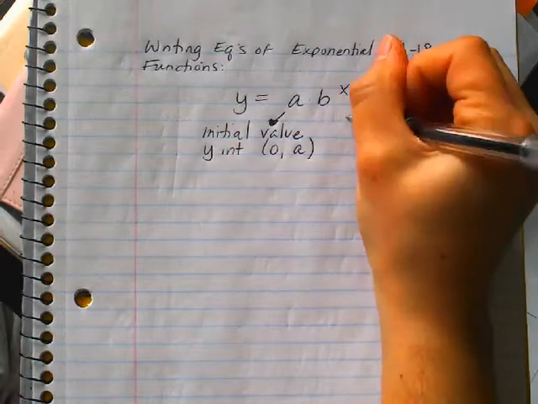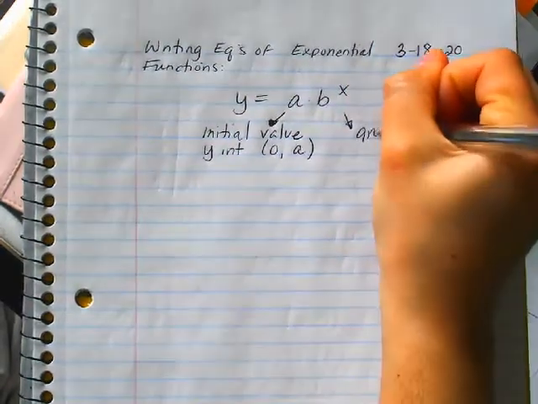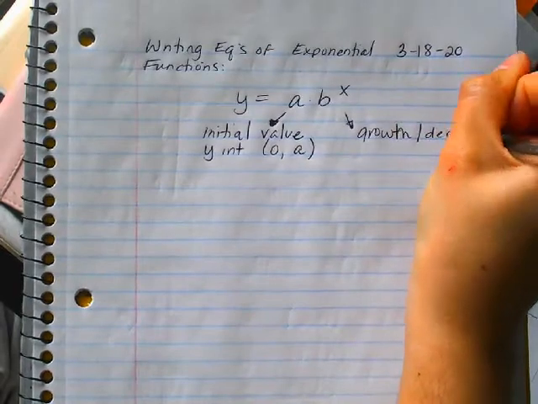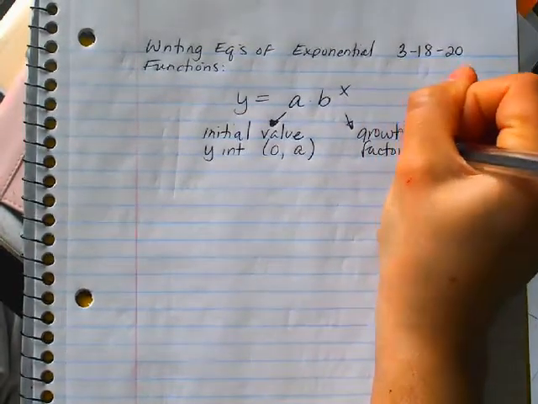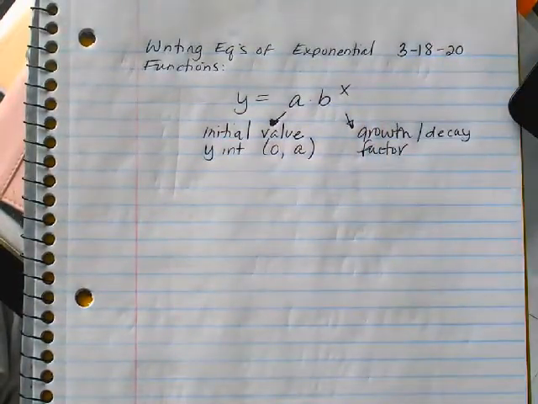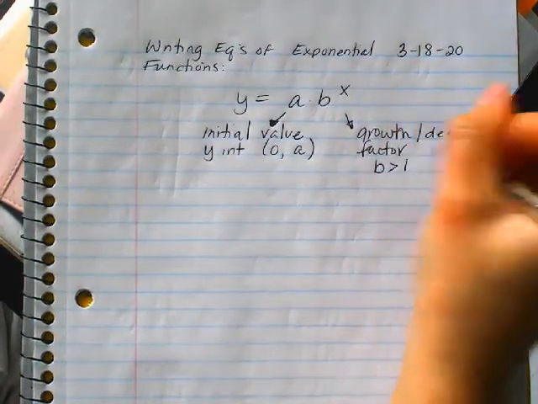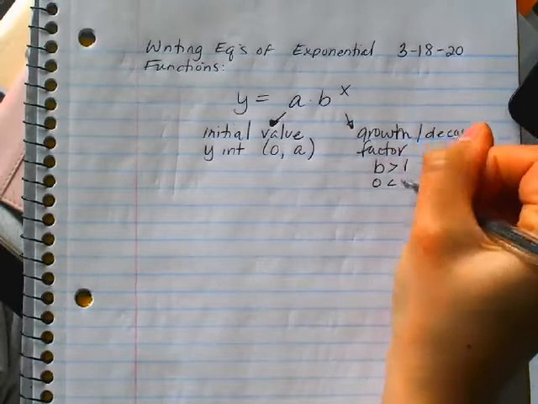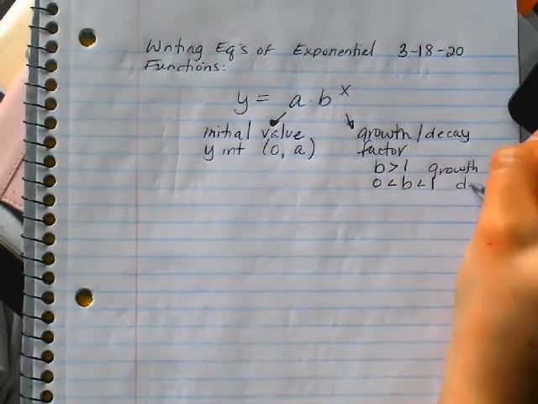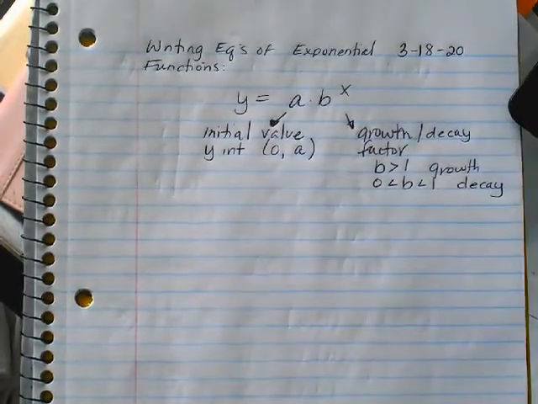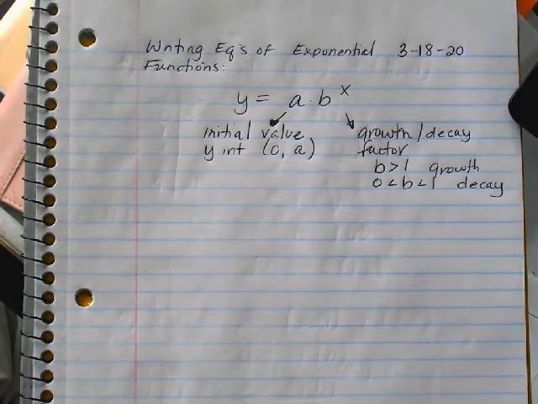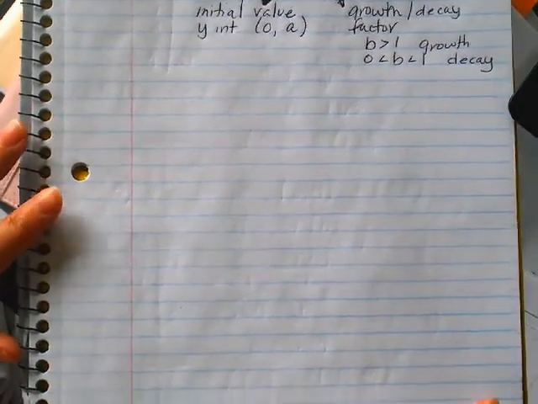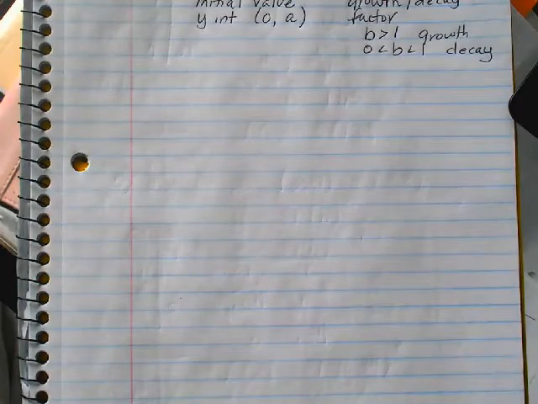The b represents our growth or decay factor. And we know that if b is greater than 1, it's showing us growth. And if b is between 0 and 1, it's showing decay. b is never negative, it's never less than 0. Okay, so first thing we're going to practice is writing equations of exponential functions given information.